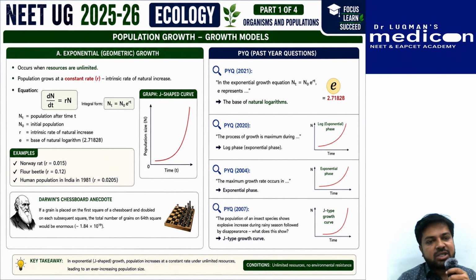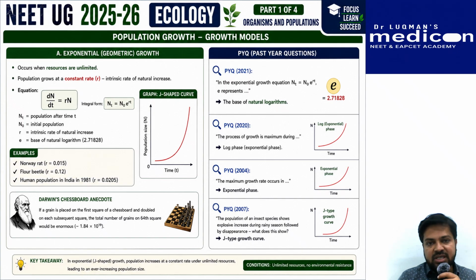Okay, Darwin's chessboard anecdote, what is he trying to tell with that example here? If a grain is placed on the first square of a chessboard and doubled on each subsequent square, the total number of grains on the 64th square would be enormous, approximately equal to 1.84 into 10 to the power of 19. That is an anecdote he used to explain the exponential growth of the population.